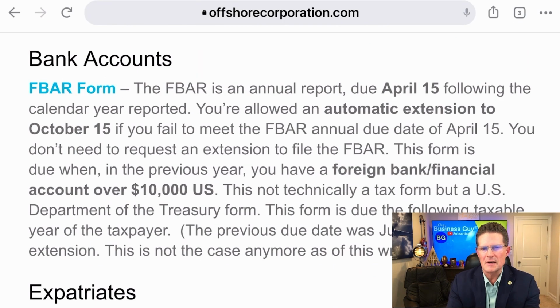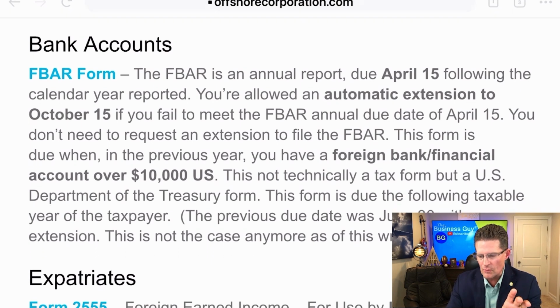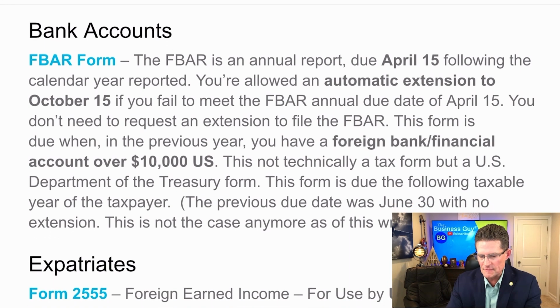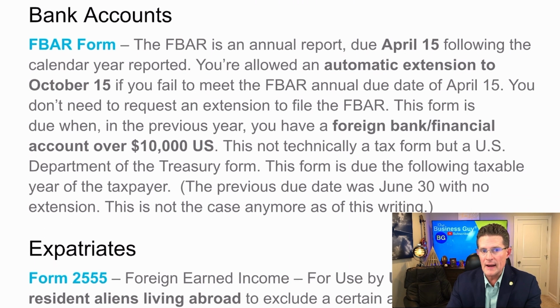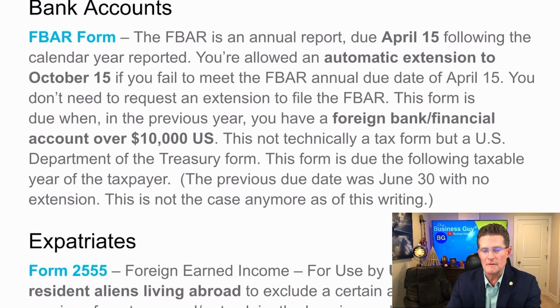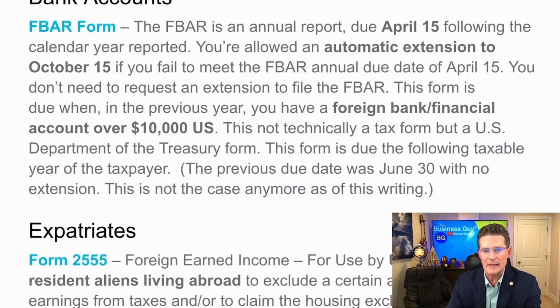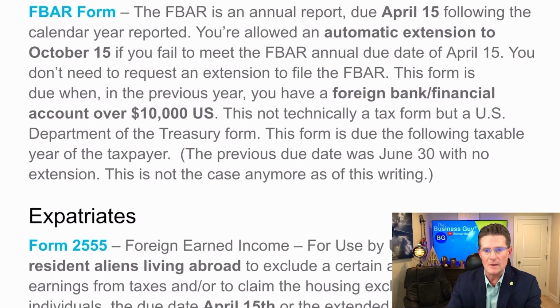The following form many consider to be the most important offshore form to file, and this is the FBAR form. The FBAR form is an annual report, and it's due April 15th following the calendar year reported. Now, you're allowed an automatic extension to October 15th if you fail to meet the FBAR annual deadline of April 15th. So it's automatic. You don't even have to file it.